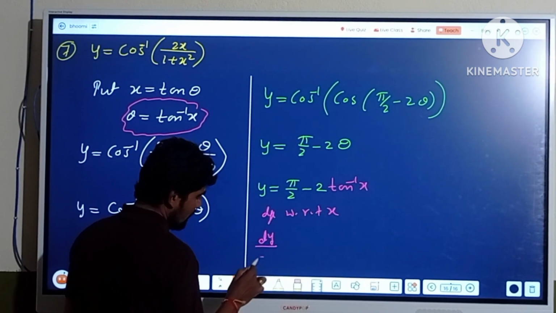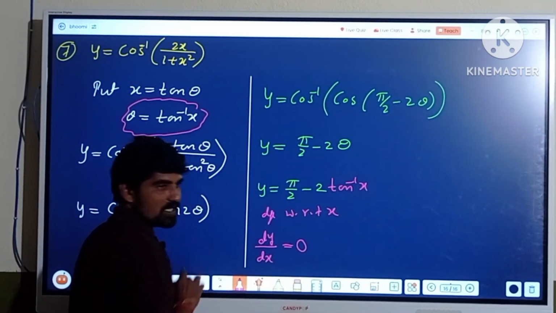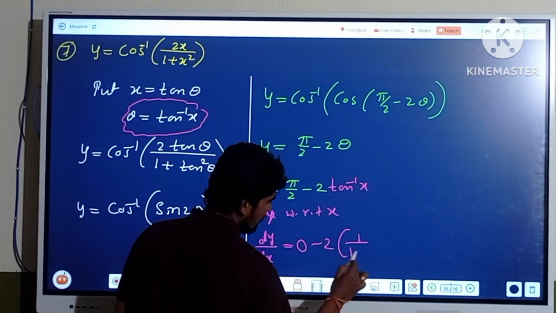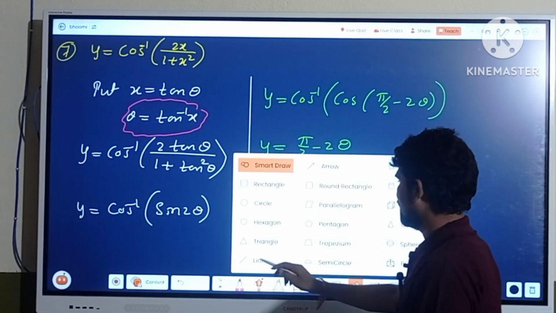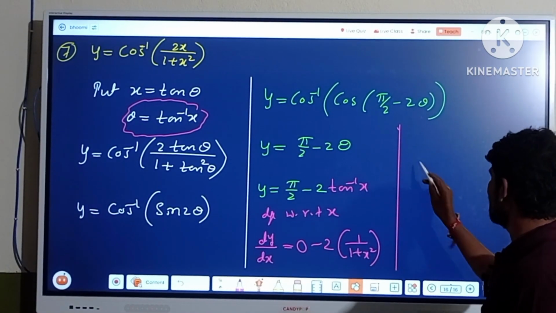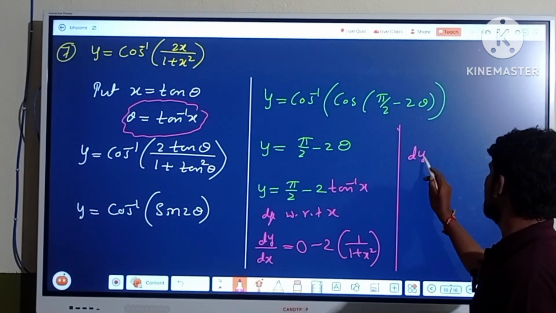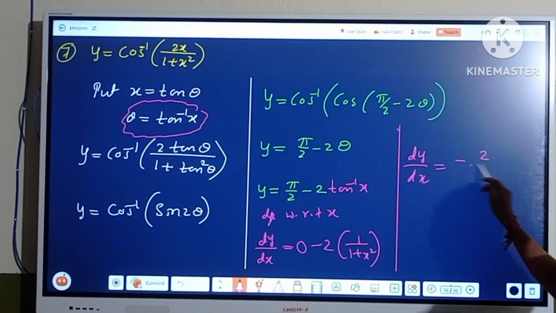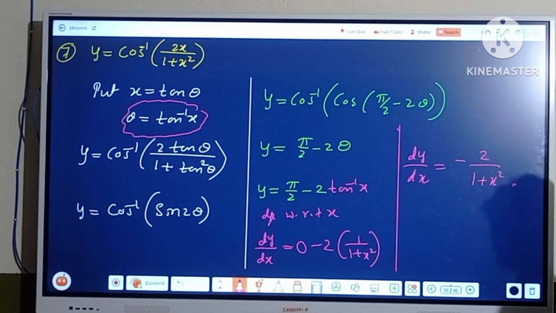So dy by dx equals, derivative of pi by 2 is 0 because it is a constant, minus 2 into derivative of tan inverse x, which is 1 divided by 1 plus x square. So finally we got dy by dx of the given function equals minus 2 divided by 1 plus x square. I hope all of you understood.